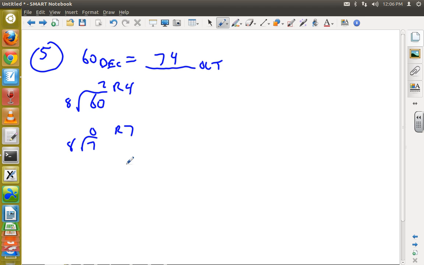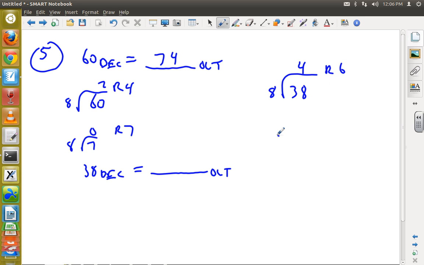We also have to convert 38, right? The difference, the subtraction problem. So how do you convert 38 from base 10 to base 8? Divide by 8. Let's do it over here. 38 divided by 8 goes at most what? 4. So the remainder is 6. And 8 into 4 goes at most 0. Remainder 4. So the answer here is 46.